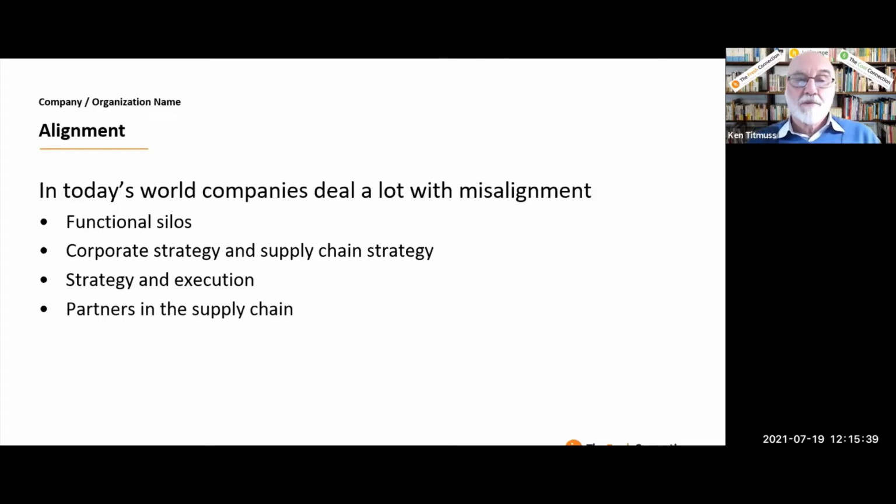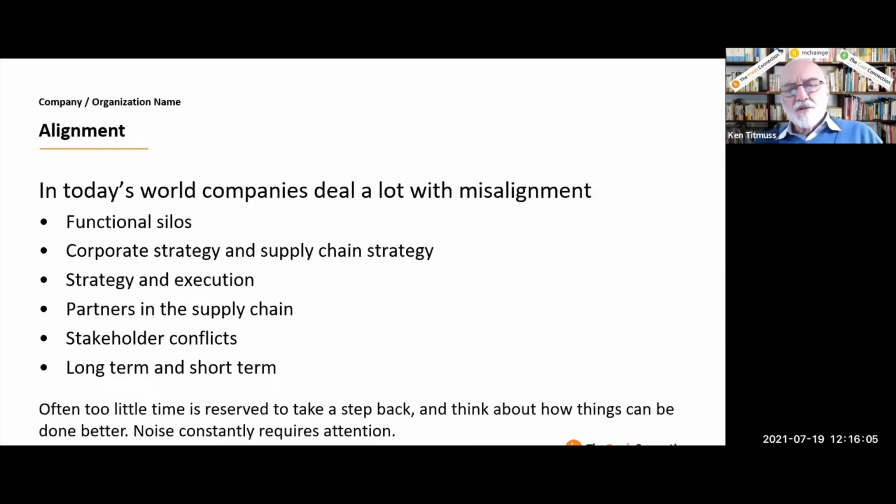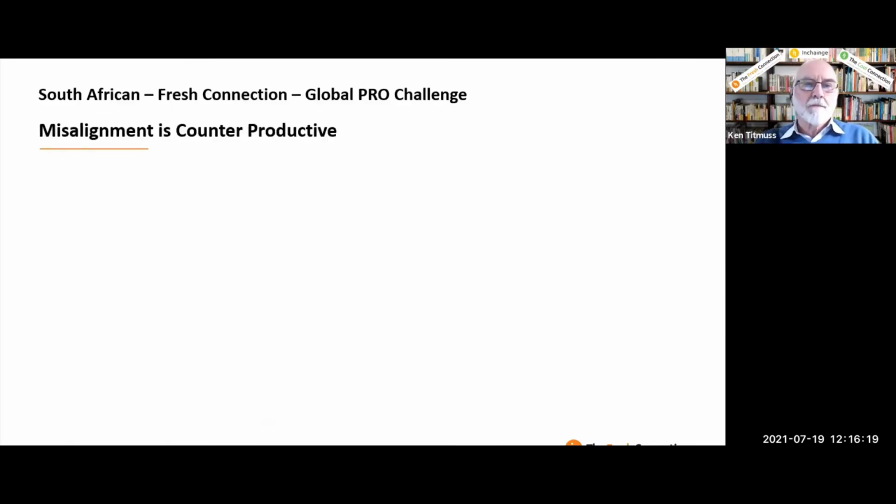We also have partners in the supply chain. We have suppliers, we have customers, and we have to make sure that our strategy is working for these partners. We have stakeholder conflicts. We have long and short-term goals. How are we going to satisfy the stakeholders or the shareholders this month, but still have a business that's going to be running and profitable in the next few years? So often too little time is reserved to step back and think about how things can be done better. Noise constantly requires that attention. We've had a lot of noise over the last week as well, haven't we?